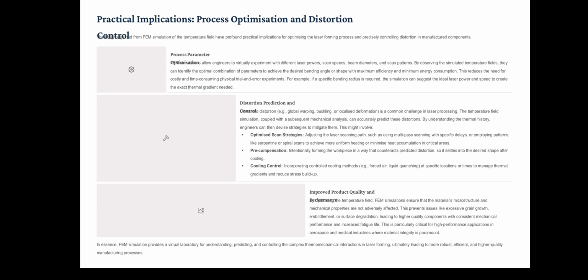Distortion prediction and control. Global warping, buckling, and localization is a common challenge in laser processing. The temperature field simulation coupled with a subsequent mechanical analysis can accurately predict these distortions. By understanding the thermal history, engineers can devise strategies to mitigate them. This might involve optimized scan strategies, pre-compensation, cooling control, improved product quality, and fixturing.